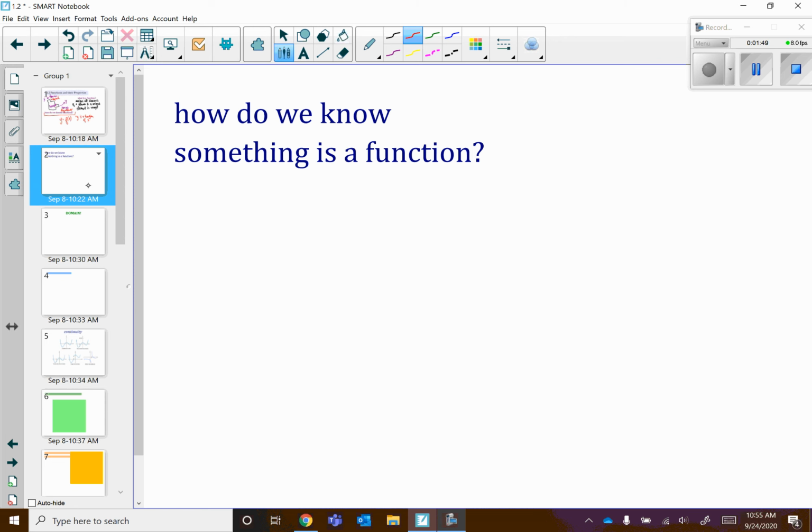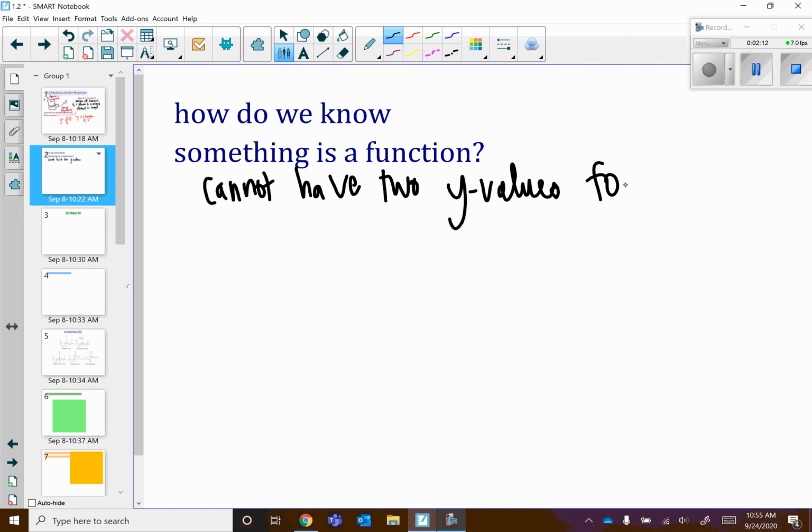How do we know if something is a function? Well, remember, elements in the domain are paired with one and only one element in the range. So we cannot have two y values for one x value.